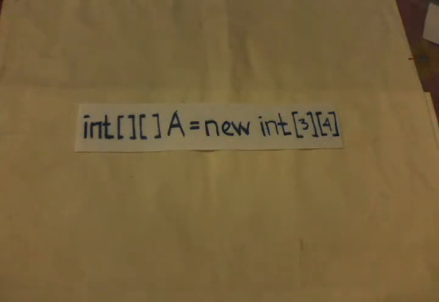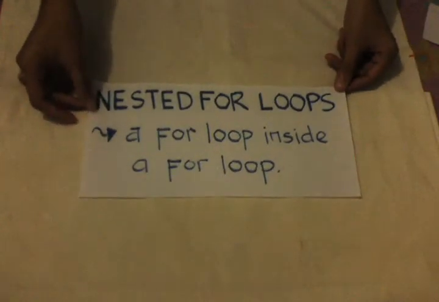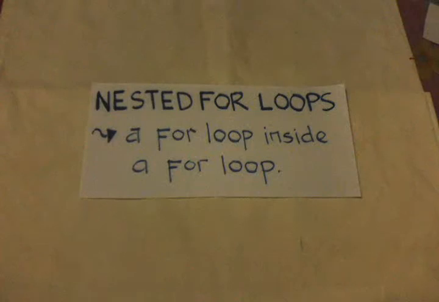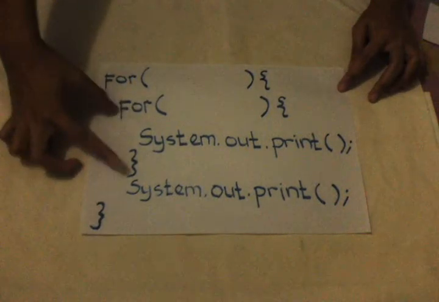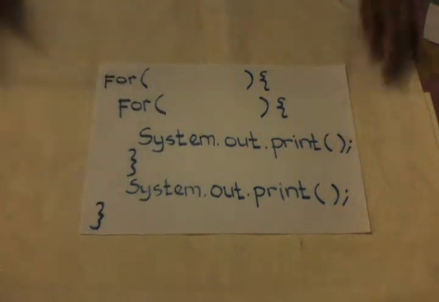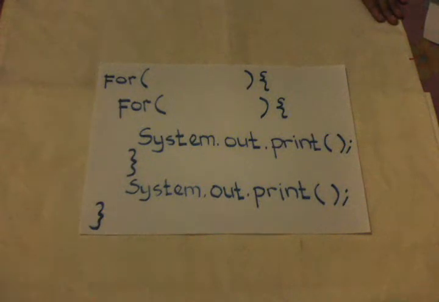To process a two-dimensional array, we use nested loops. We already know a for loop. So a nested loop is a for loop inside a for loop. Here's an example of a nested loop. This for loop is inside this for loop. So it is called a nested loop.